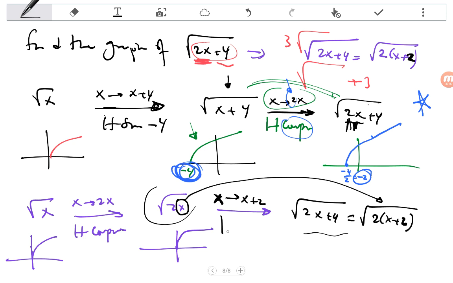Now what is this operation called? Horizontal shift plus 2. Minus 2. Negative, minus 2. Horizontal shift minus 2. Okay?